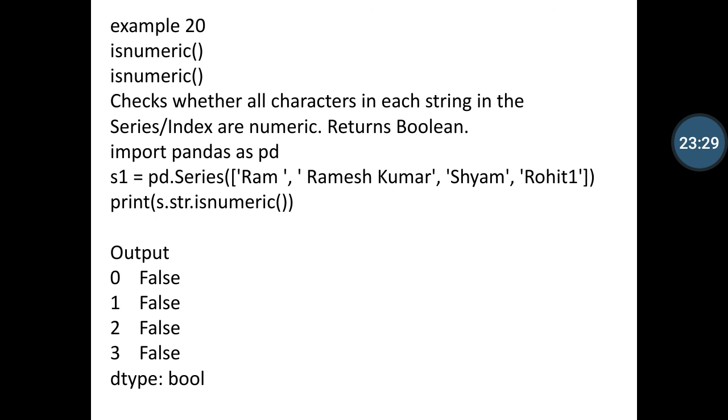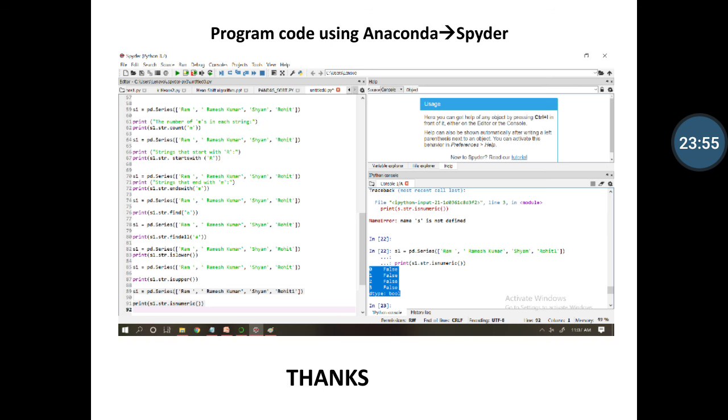Example number 20 is used to check isnumeric values. It checks whether the string contains a numeric value. So first of all import the pandas library and create a pandas Series Ram, Ramesh Kumar, Shyam and Rohit 1, and then s1.str.isnumeric. You can note that our answer is False.